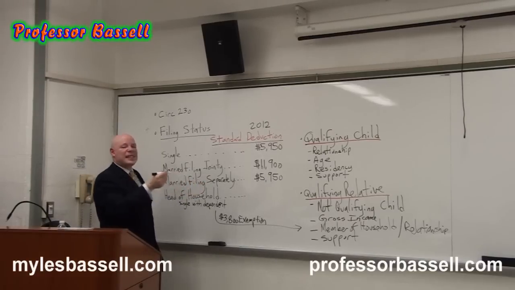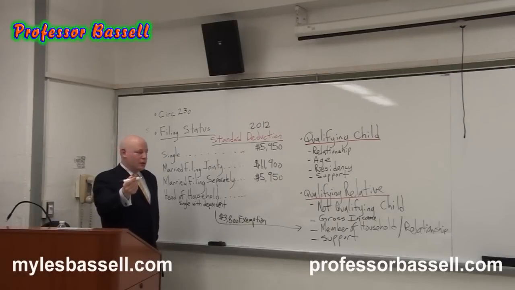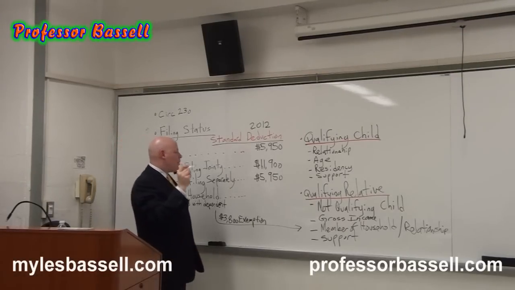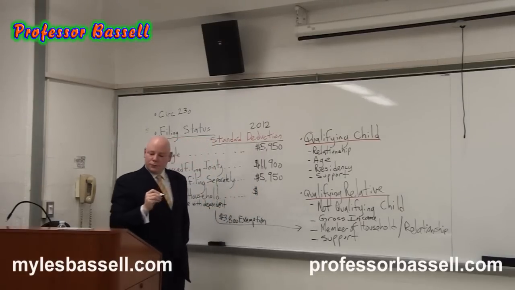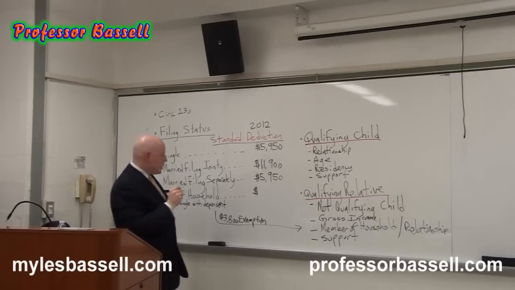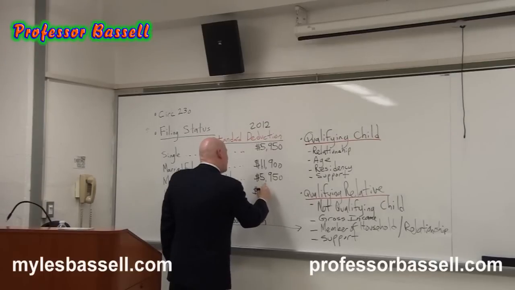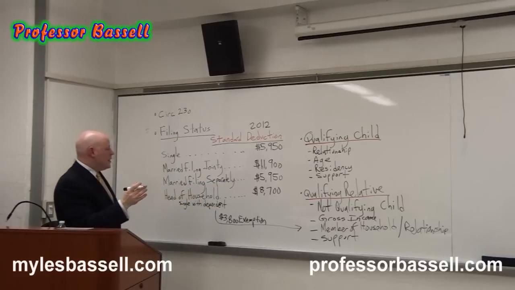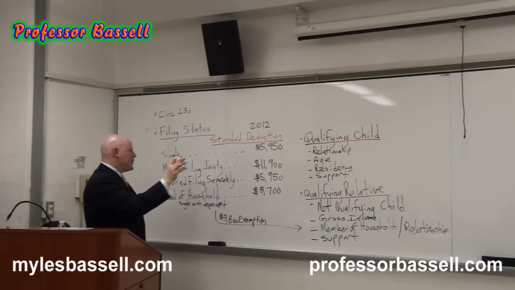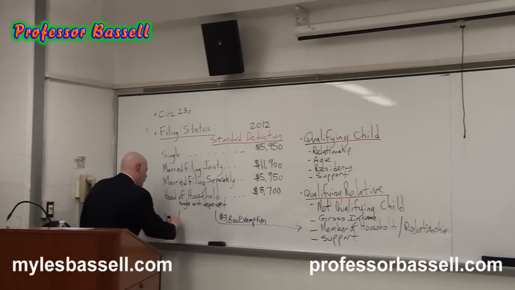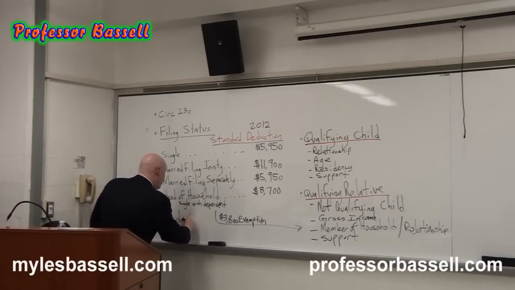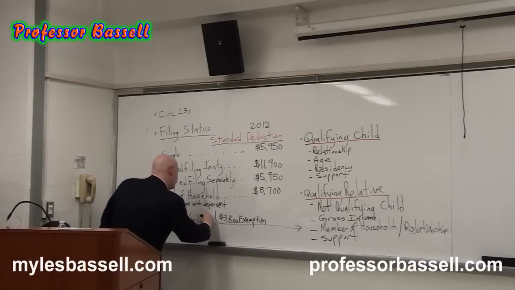Head of household, what is the standard deduction for head of household? 87. The standard deduction for a head of household is 8,700. 11,900? No, 8,700. Yes, 8,700. And for widow or widower with a dependent child, is 11,900. So let's put that here. Widow or widower with dependent.